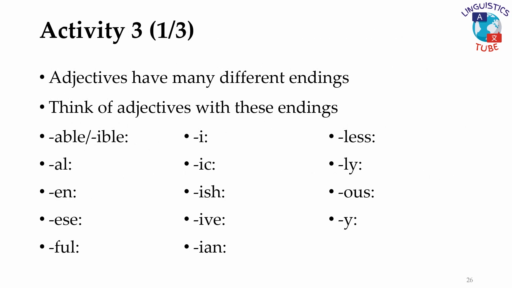Remember, I said that we can identify an adjective by looking at the physical shape of the adjective. The most obvious way to do this is to look at the ending of the adjective. Many adjectives are made by adding an ending to another word, and there are many different endings for adjectives. In Activity 3, here are common endings for adjectives. Think of at least one adjective with each ending. Please pause the video while you do this, and then continue when ready.